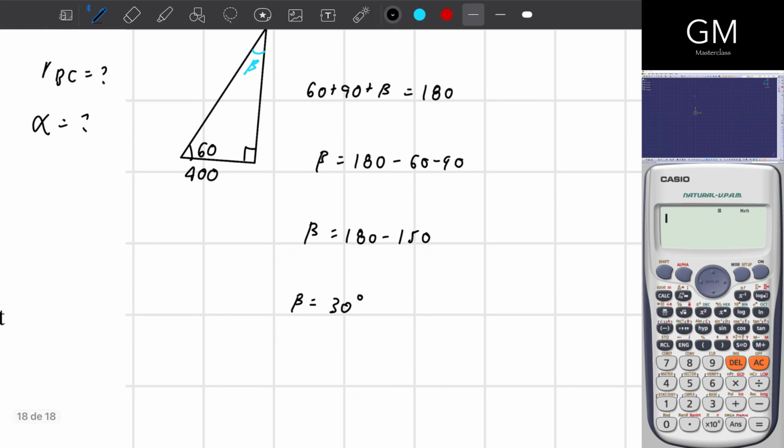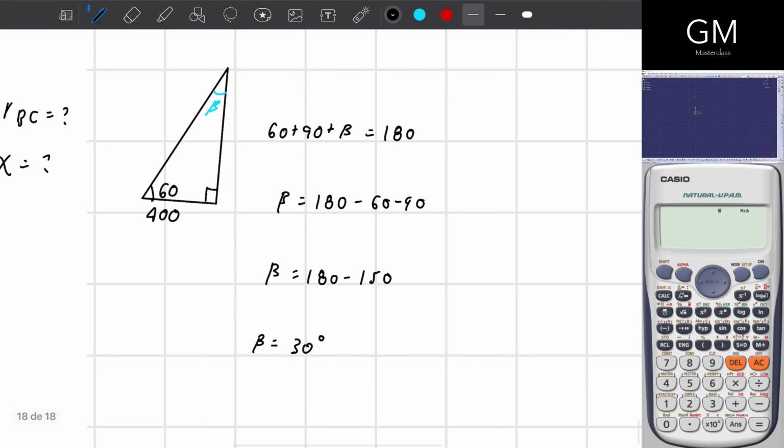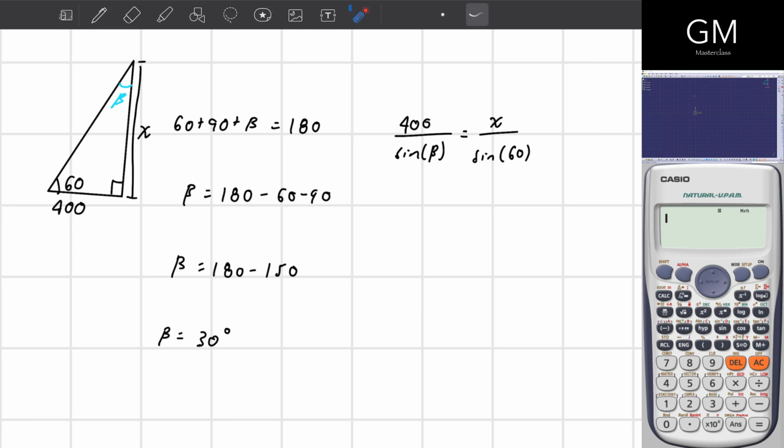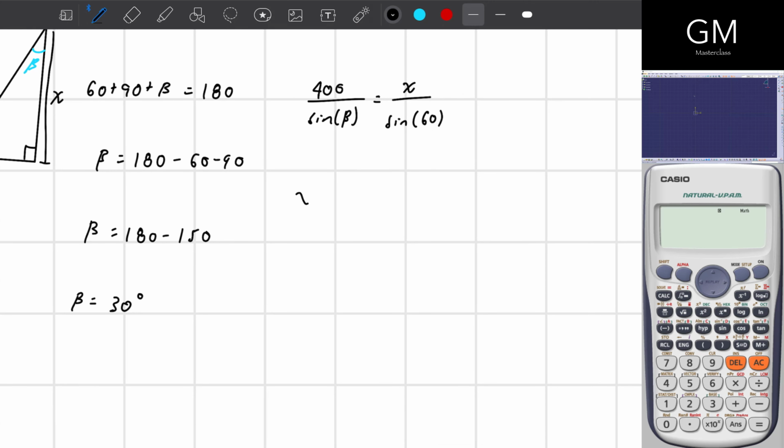Alright, so I have this part. What I'm going to do is create a sines law. If you don't know how to create a sines law, you just have to take into account the cathetus and the opposite angle, and create an equivalence. So 400 divided by the sine of beta is going to be equal to the cathetus that I require, which I'm going to call x, divided by the sine of 60. As you can see, I have the magnitude and its opposite angle on each side. I have the magnitude of beta, so that means I can find x.